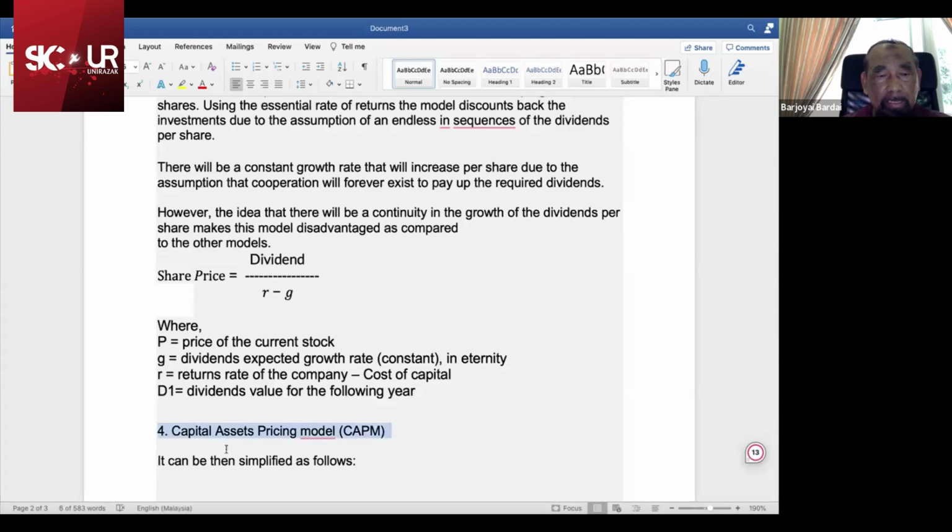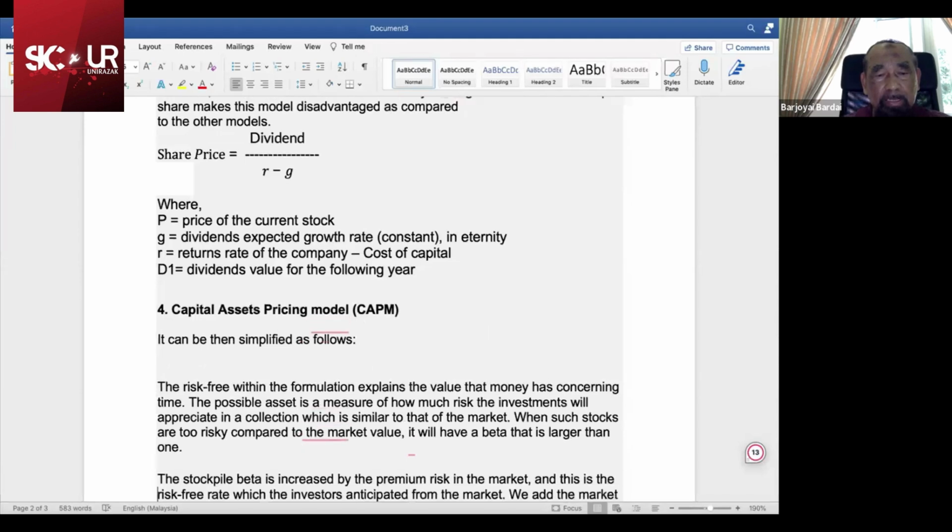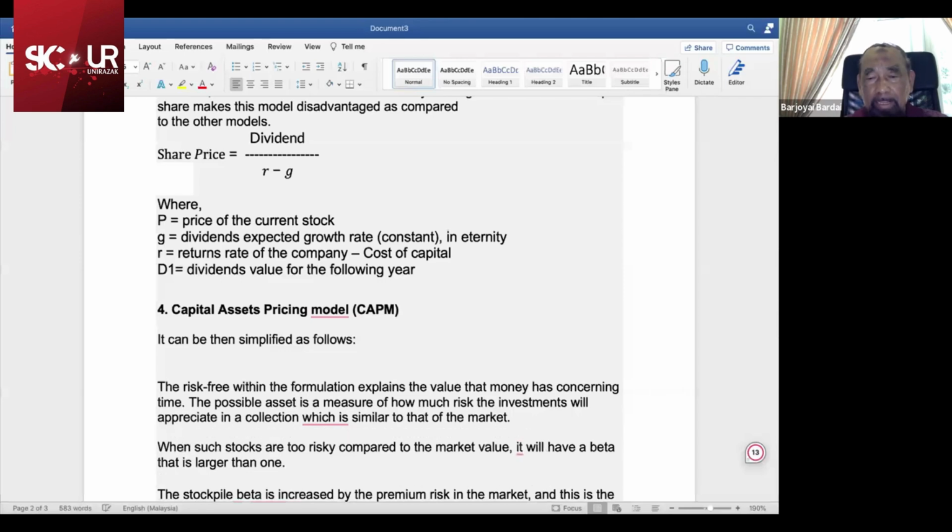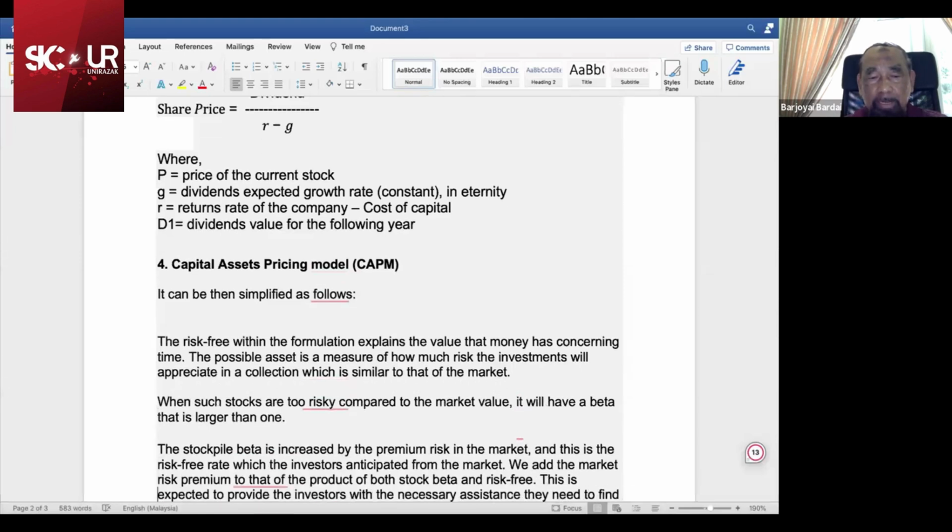Right. Next is the capital asset pricing model. The risk-free rate within the formulation explains the value that money has with respect to time, and beta is a measure of how much risk the investment will add to a collection similar to that of the market. So when a stock is too risky compared to the market, it will have a beta larger than 1.